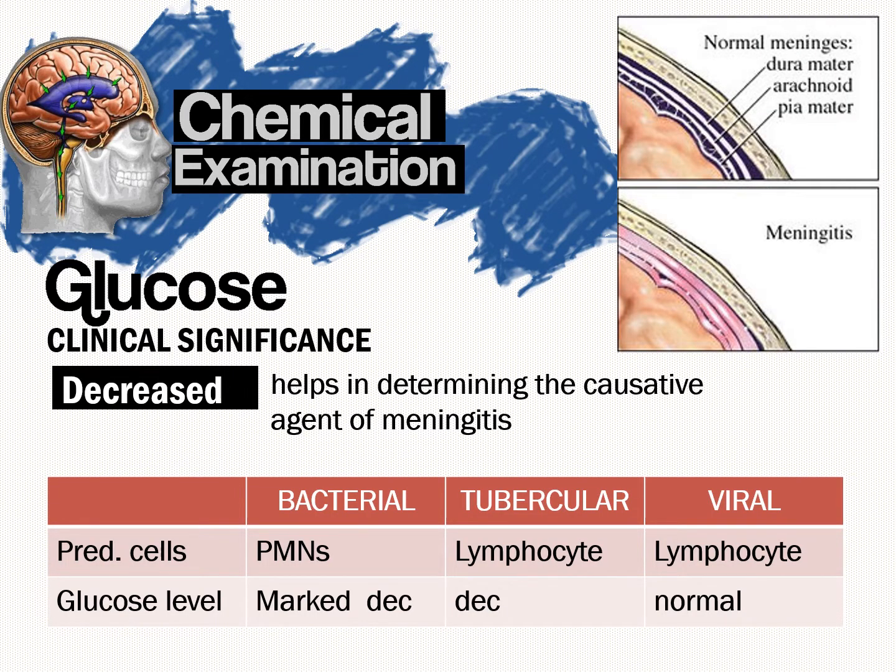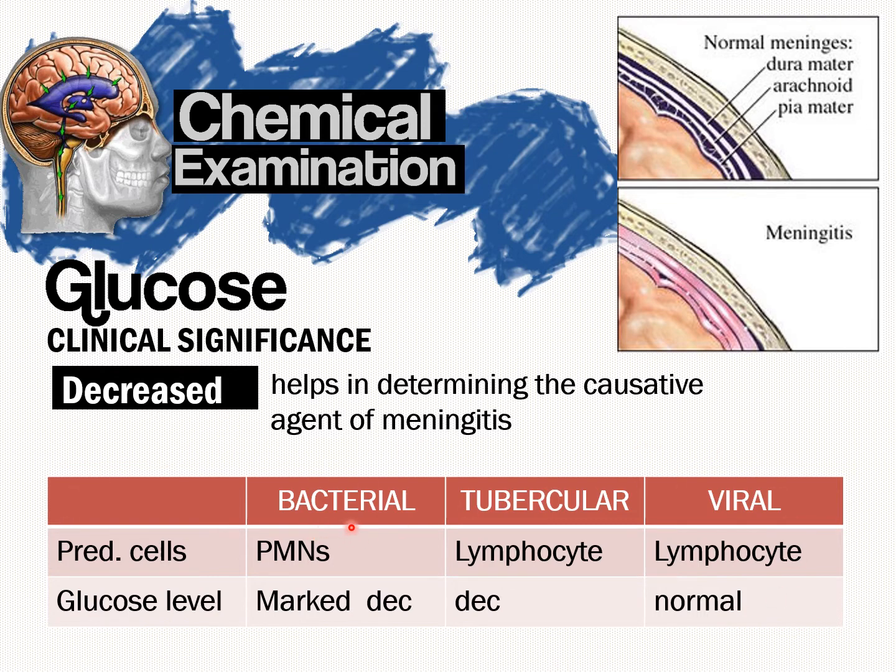Decreased CSF glucose is of considerable diagnostic value in determining the causative agents of meningitis. The following may not be found in all cases of meningitis but can be helpful when present. Take note, this is also a common question in the board exam.